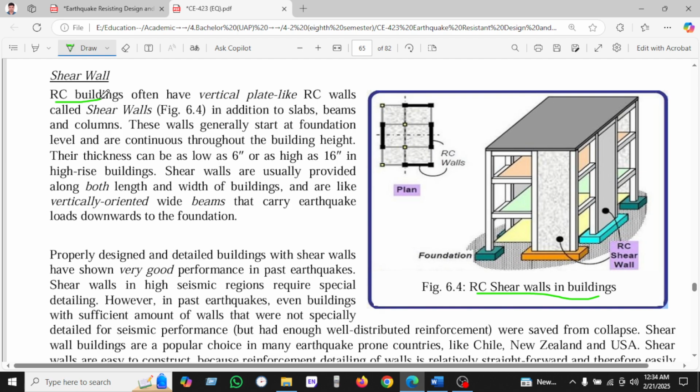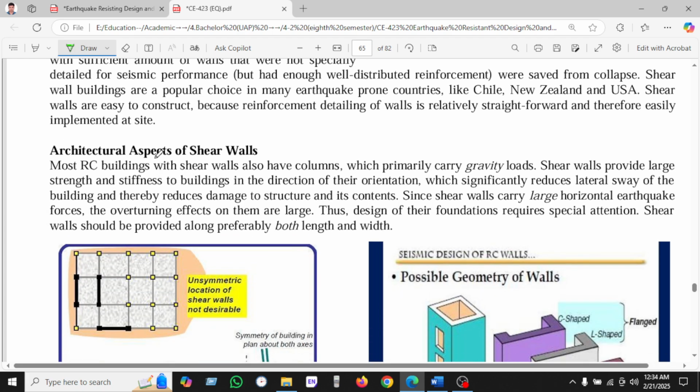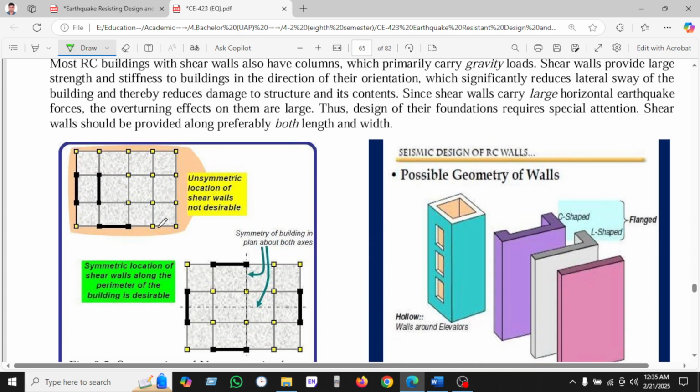The RC building often has vertical planes like the RC wall, which is called a shear wall. It's bigger. We've been given the plan here. So, the architectural aspect of the shear wall: we can see here the unsymmetric location of shear walls.